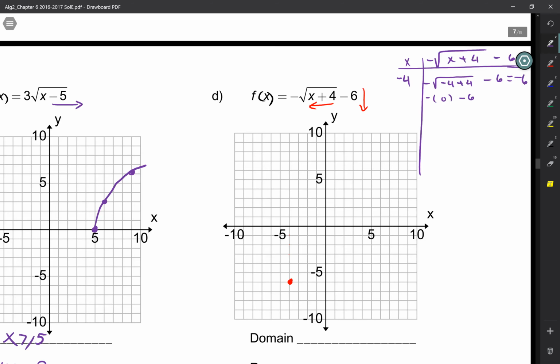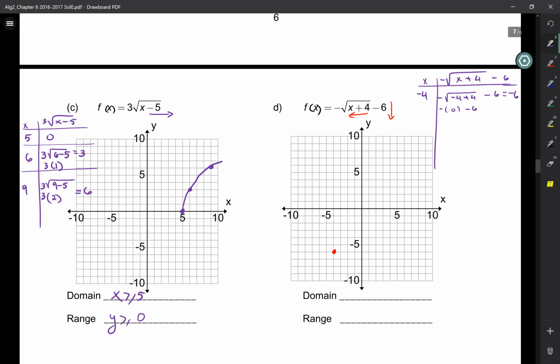Okay, what else can I put in the chart? Can I put negative 3? Well, let's try to put negative 3 and see what we get. Negative 3 plus 4 minus 6. Here I get the square root of 1, so 1 minus 6. How much is that? Negative 5.